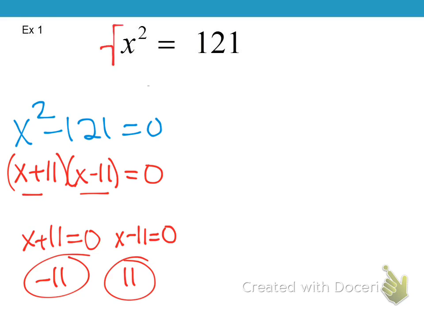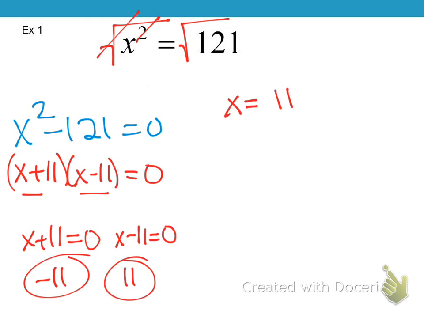So if I take the square root and the squared, they're going to undo each other. But if you take the square root of one side, you have to take the square root of the other side. What is the square root of 121? 11. That's exactly what I did. That is way easier. The only problem is, what is negative 11 squared? Positive 11.